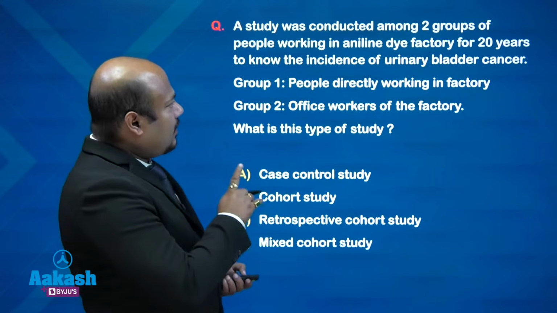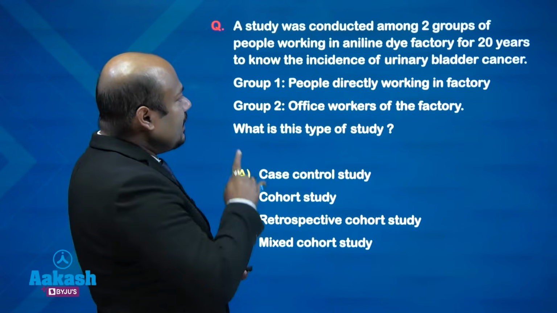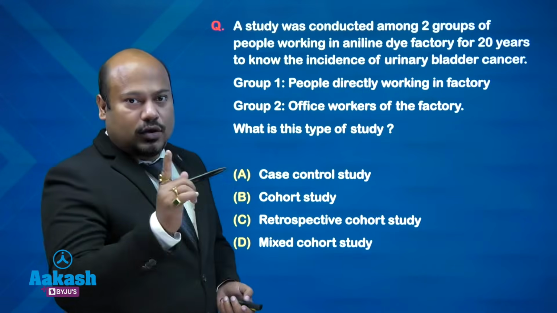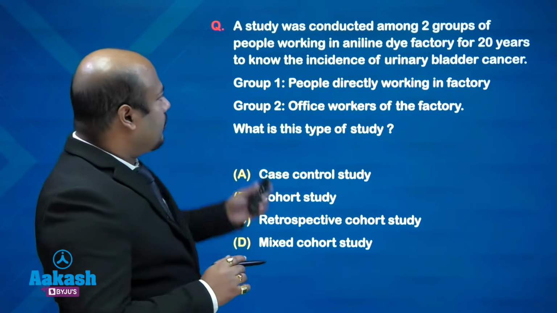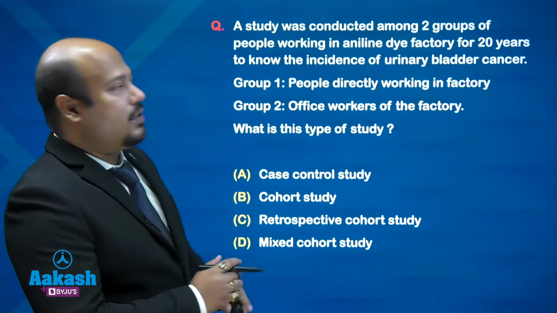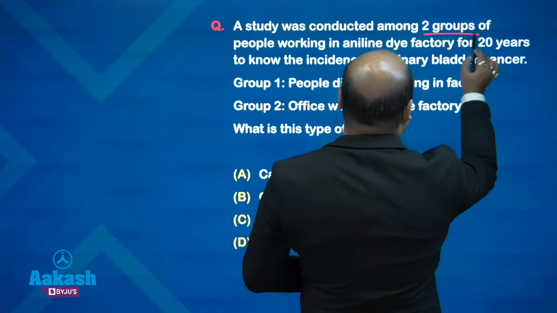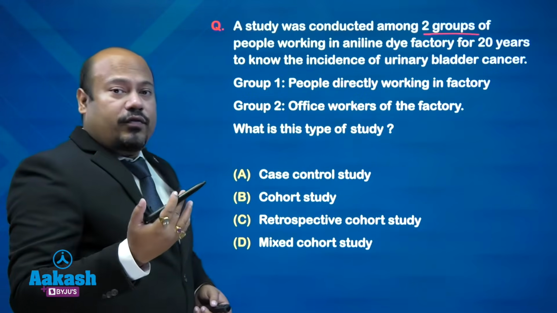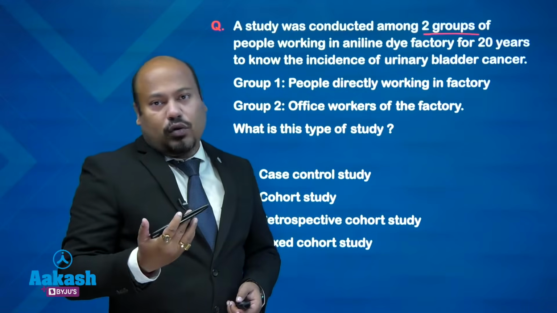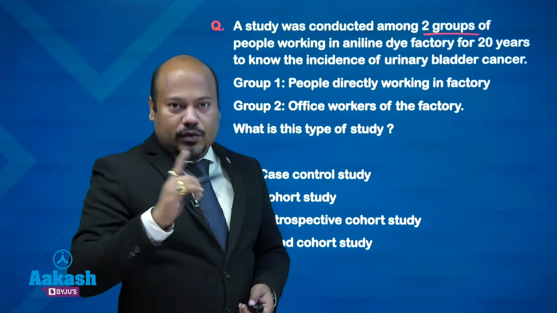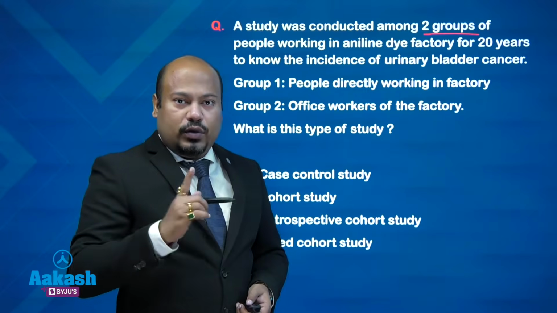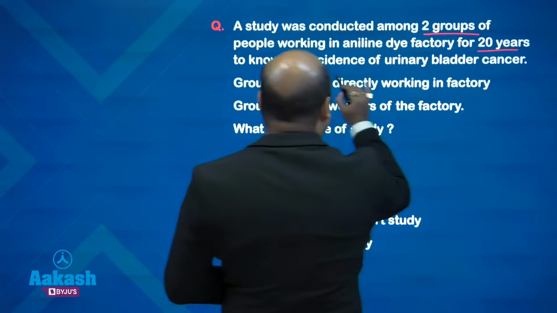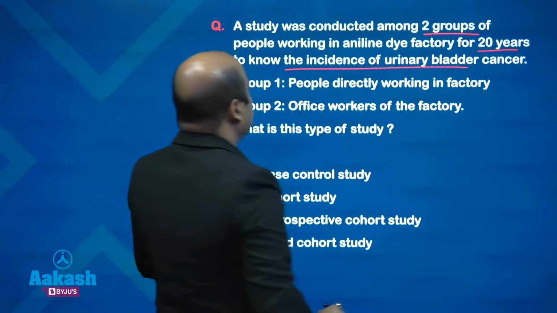A study was conducted among 2 groups of people working in an aniline dye factory for 20 years to know the incidence of bladder cancer. Please read the question again. Study done among 2 groups of people, working in an aniline dye factory. Whenever we are discussing aniline, we know it's an occupational hazard that aniline can induce the formation of urinary bladder cancer, for 20 years, to know the incidence of urinary bladder cancer.